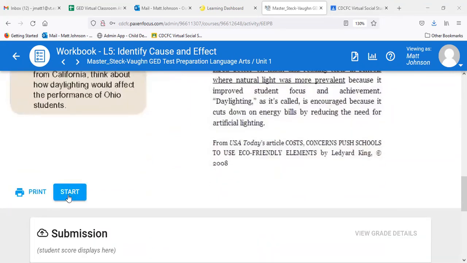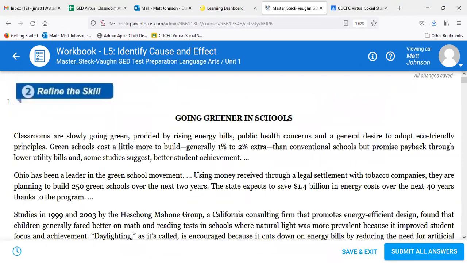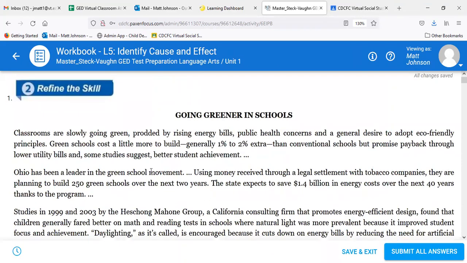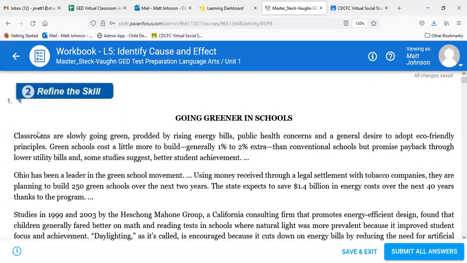Okay, so we'll start the workbook. And oh, did it actually start at the top this time? It sure did. All right. Okay, so mine started at the top.